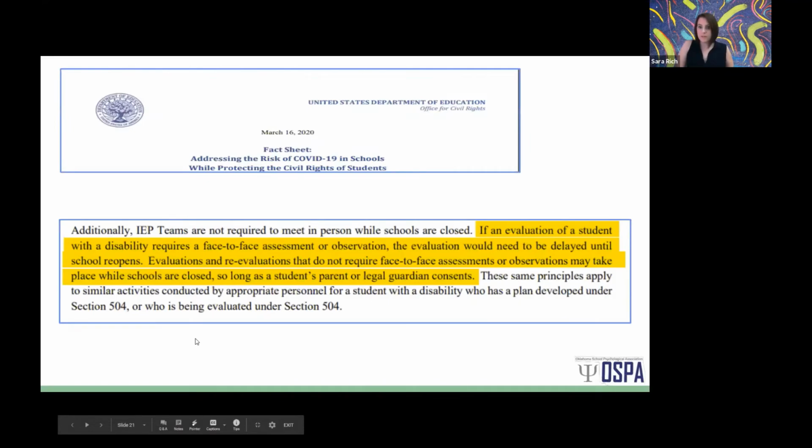This is one piece of guidance I found from the Office of Civil Rights, U.S. Department of Education, from a letter dated March 16th, 2020, that says, if an evaluation of a student with a disability requires face-to-face assessment or observation, the evaluation would need to be delayed until school reopens. Evaluations and reevaluations that do not require face-to-face assessments or observations may take place while schools are closed, as long as the student's parents or legal guardians consent.